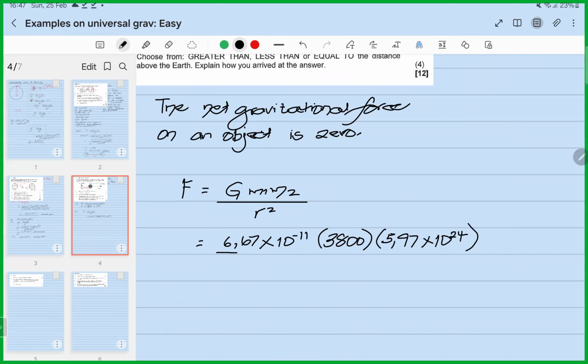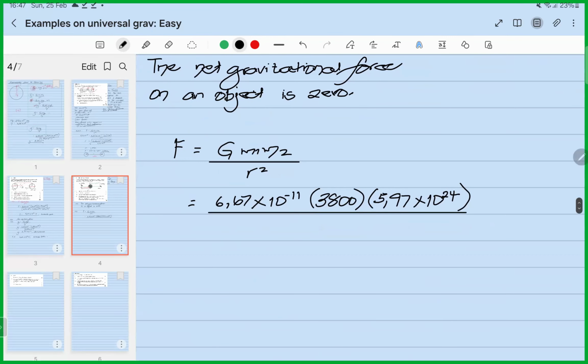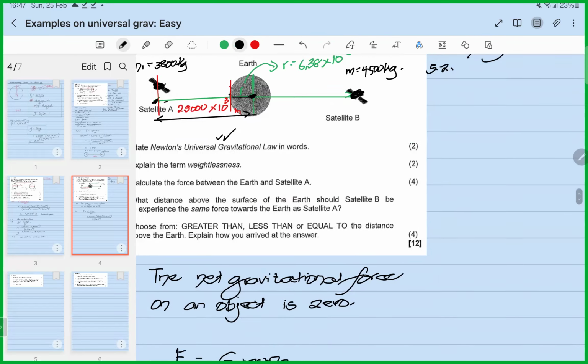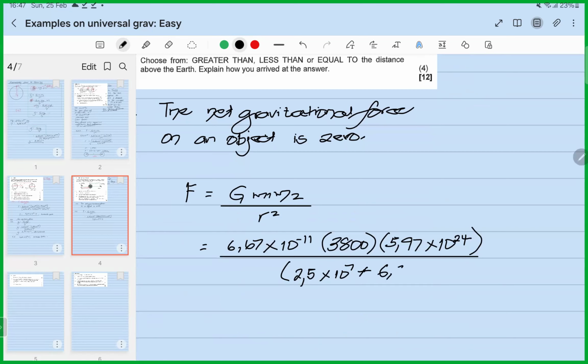And then the distance of separation between them is the 25,000 kilometers they gave you. So 25,000 multiplied by 10 to the 3 will give you, I'm going to rewrite this as 2.5 times 10 to the 7. You can double check that. Plus the radius of the Earth, 6.38 times 10 to the 6. And you're going to square that.